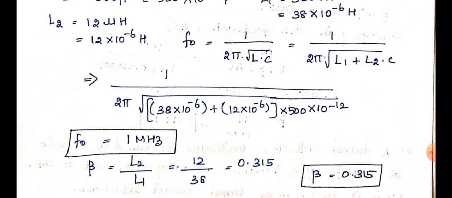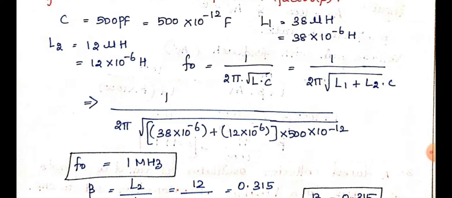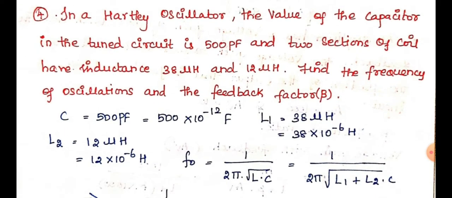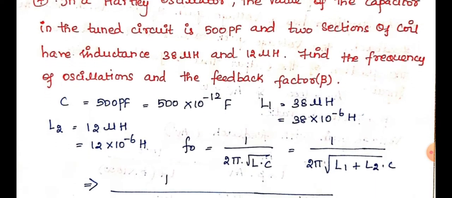So you can find out the value of F0 is equal to 1 megahertz. The value 10 to the power of 6 comes, so 10 to the power 6 is equal to megahertz. Next, first one, the frequency of oscillation F0 is found.